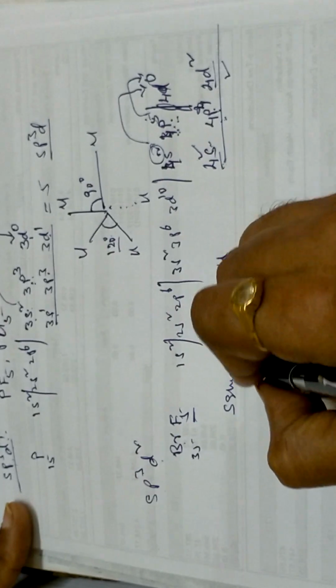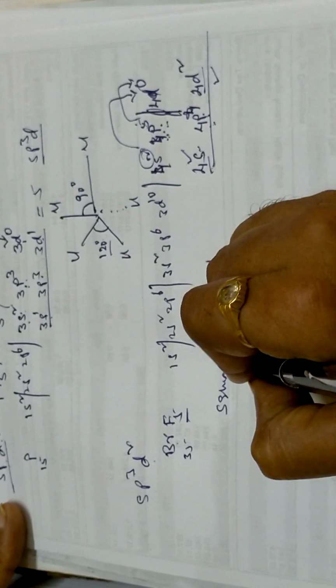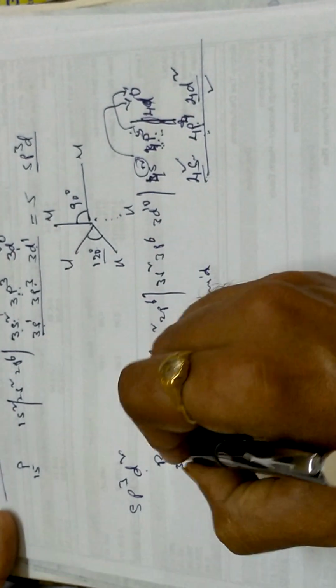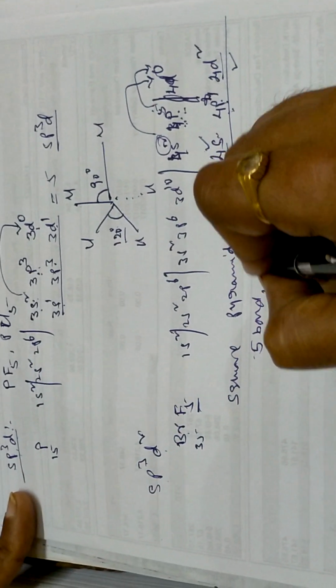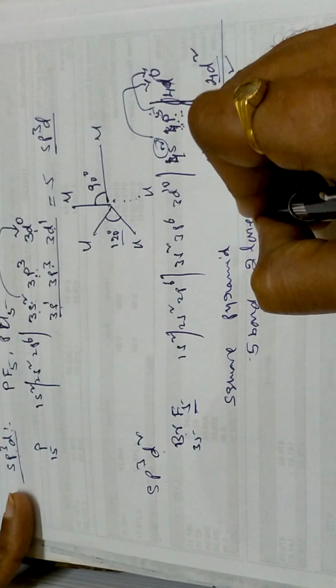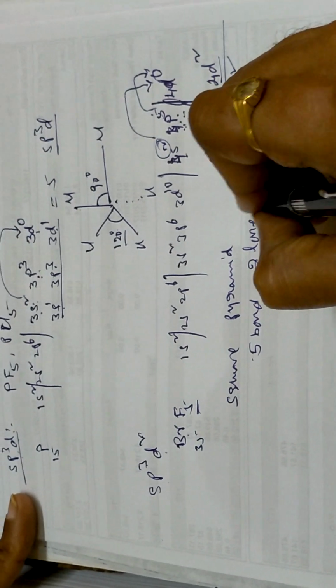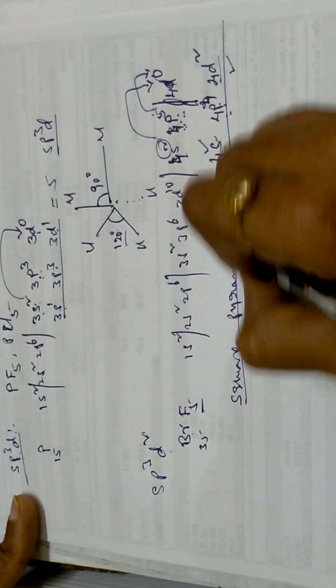There are 5 bonds with the 5 fluorines. The second thing, which is more important, is the 2 lone pairs. Because of this, it is square planar.